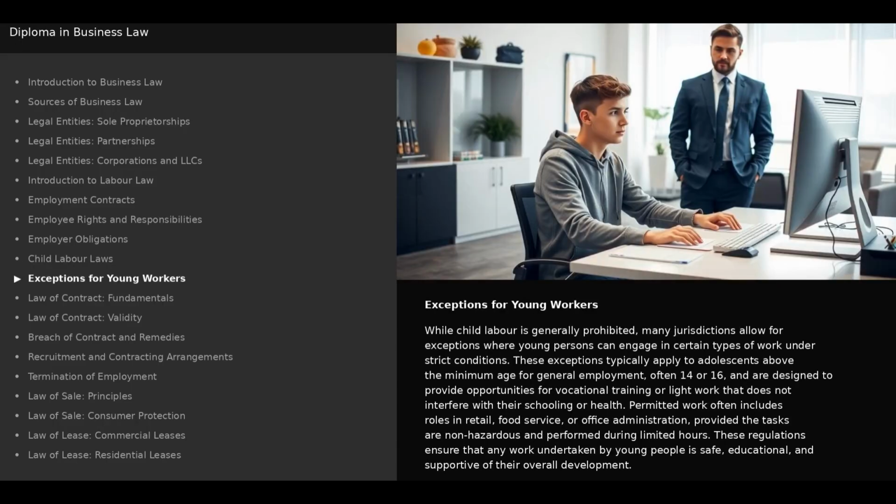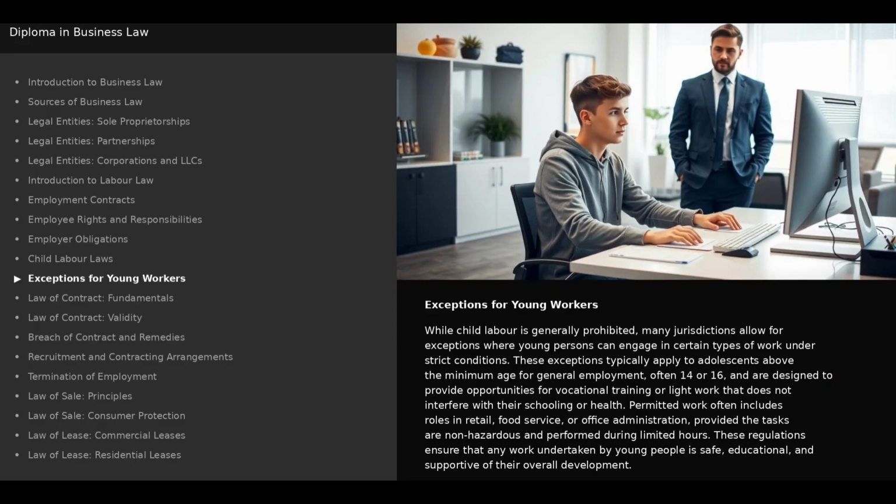Exceptions for young workers. While child labor is generally prohibited, many jurisdictions allow for exceptions where young persons can engage in certain types of work under strict conditions. These exceptions typically apply to adolescents above the minimum age for general employment, often 14 or 16, and are designed to provide opportunities for vocational training or light work that does not interfere with their schooling or health.